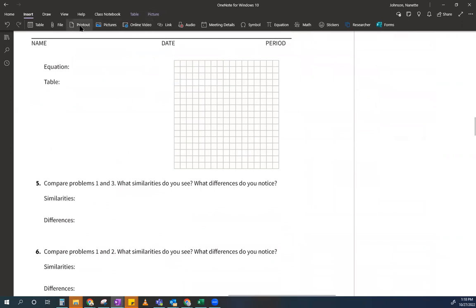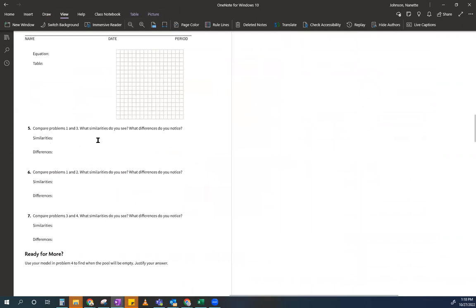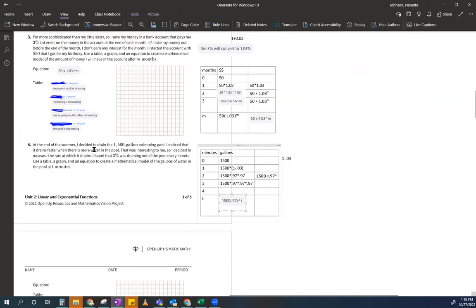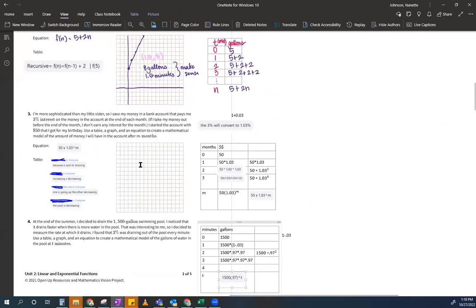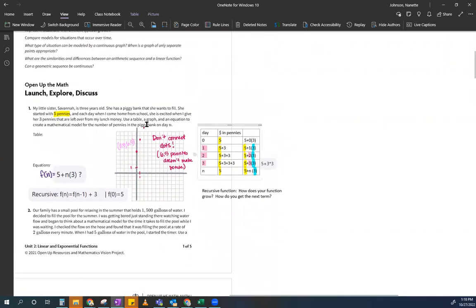Okay, so for these last couple problems, I'm going to go kind of fast. I do ask you questions like this on the test, so I want to make sure that you understand what I'm asking. It says, compare problems 1 and 3. What similarities and what differences do you see? Problem 3, the money problem, my savings account. And problem 1 was also the pennies. Remember my little sister had pennies?